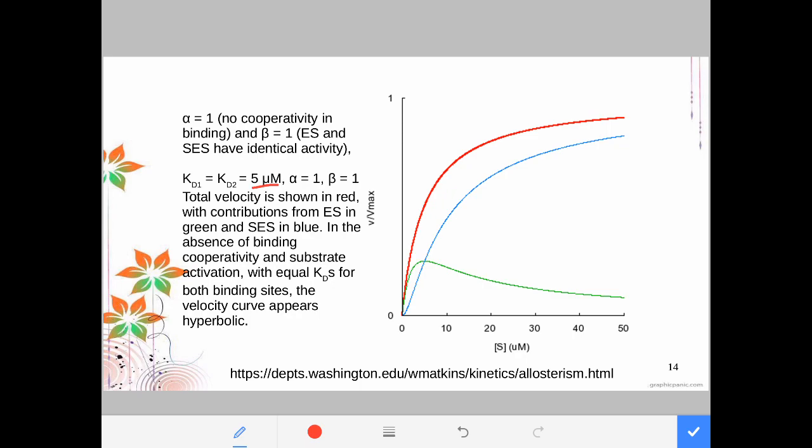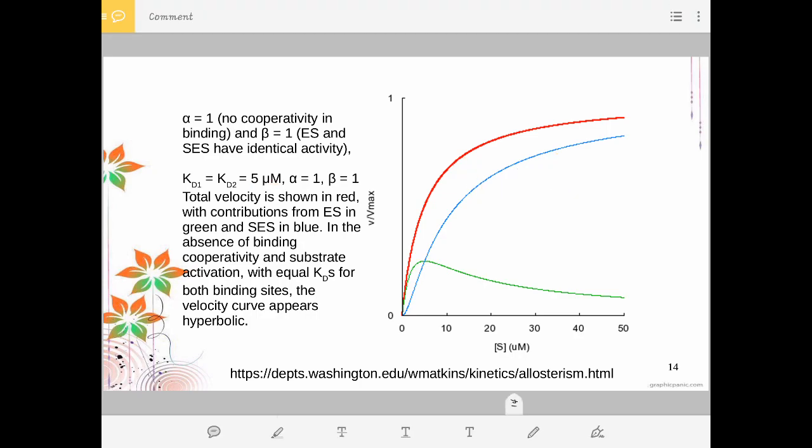So what is, let's say, the status quo, there is no cooperative binding and there is no change. So the catalytic rate of the product formation for the enzyme that binds two substrates is the same as that of the enzyme that binds only one substrate. So we have here your enzyme substrate, beta 1. So as you can see, there's still a disparity in the total velocity over the one that has two substrates, the enzyme that binds two substrates in here.